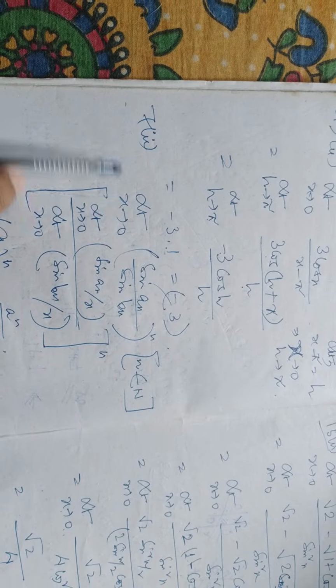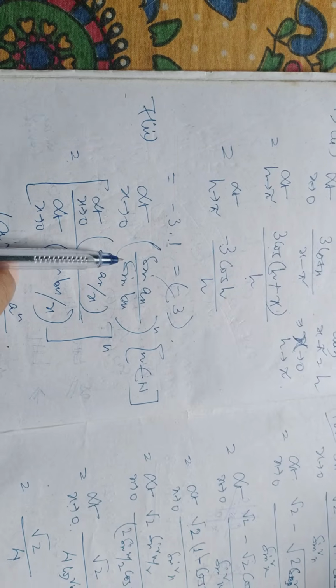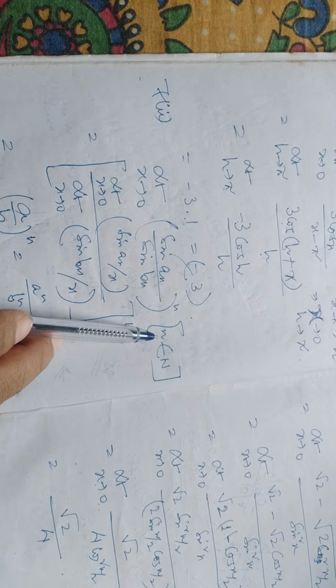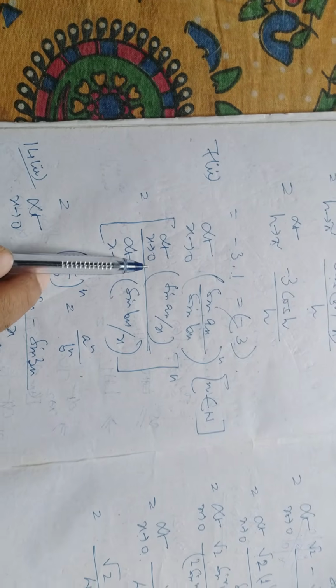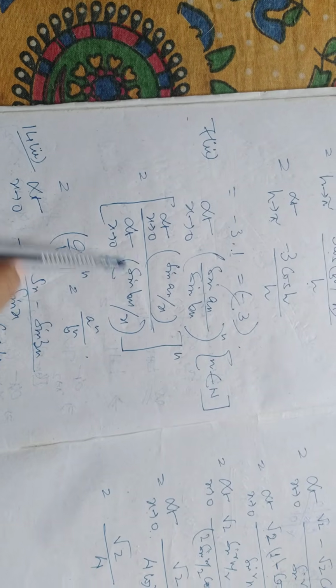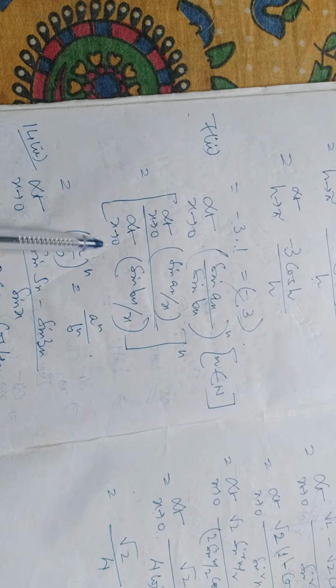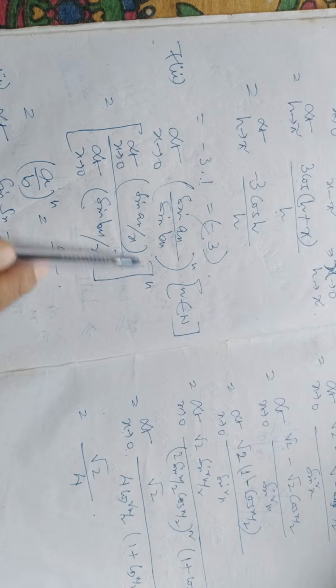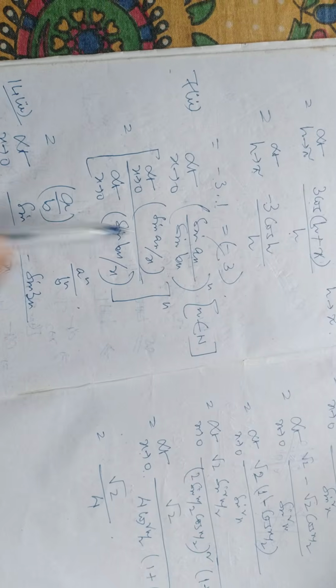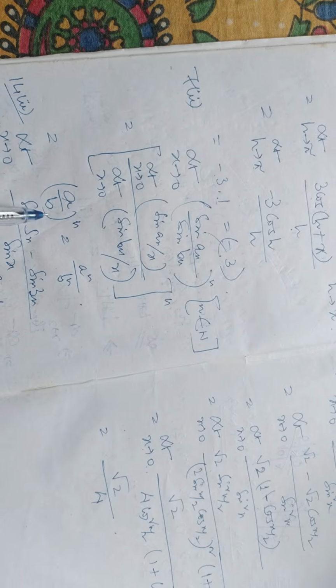Now question number 7 part 2, limit x tends to 0 of sin ax by sin bx raised n, where n is a natural number. So x tends to 0 of sin ax by x, we can write it as sin ax by x divided by limit of x tends to 0 sin bx by x whole raised n. So we can write it as a raised n for the numerator and b raised n for the denominator. So a by b raised n.